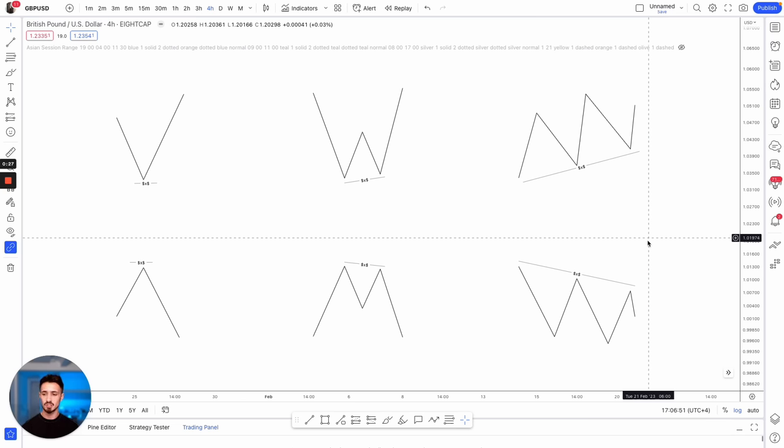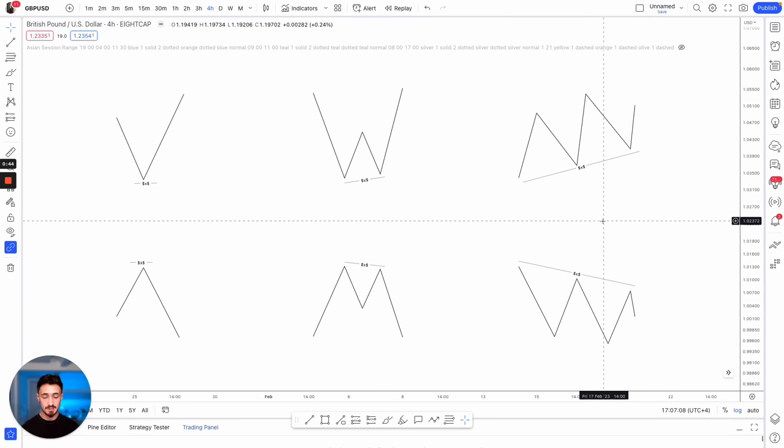Because liquidity isn't just stop losses. Liquidity isn't just retail. There is no such thing as the market makers manipulating your stop losses. Retail traders have this misconception that they're targeted. It's not. I'm going to show you the truth and how this market really operates.